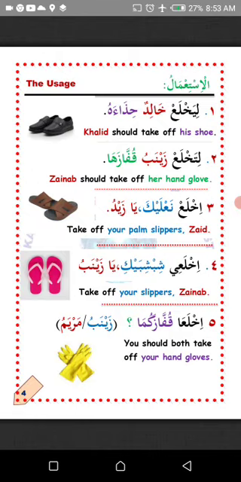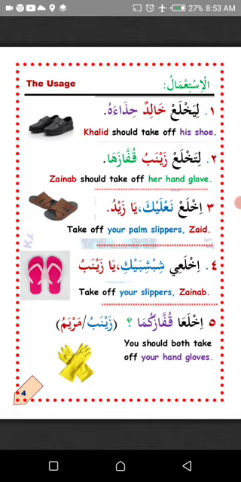Number two: لِتَخْلَعْ زَيْنَبُ كُفَّازَهَا. Litakhla' Zainab. Zainab should take off كُفَّازَهَا, her hand glove.